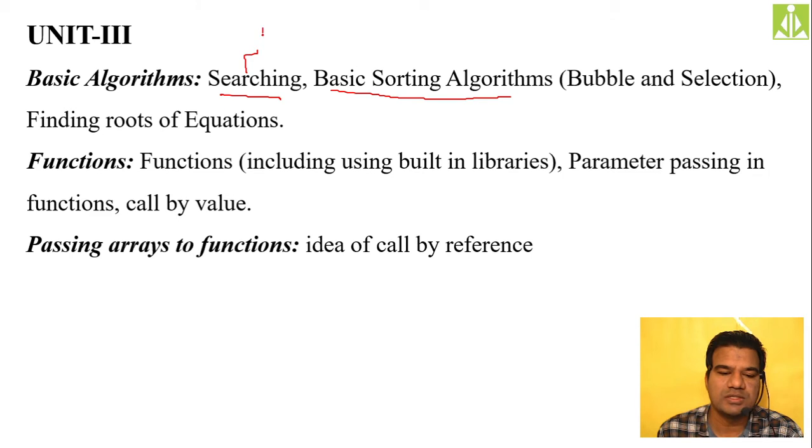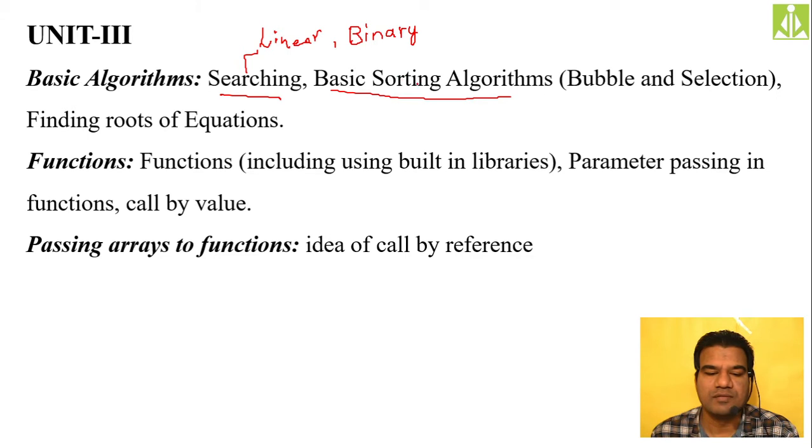Two different types of searching we will discuss over here. The first one is linear search, and the second one is binary search. Okay, linear and binary search algorithm. Then coming to the sorting algorithms, as they have listed over here, bubble sort and selection sort we will discuss. Then after that, finding the roots of an equation.